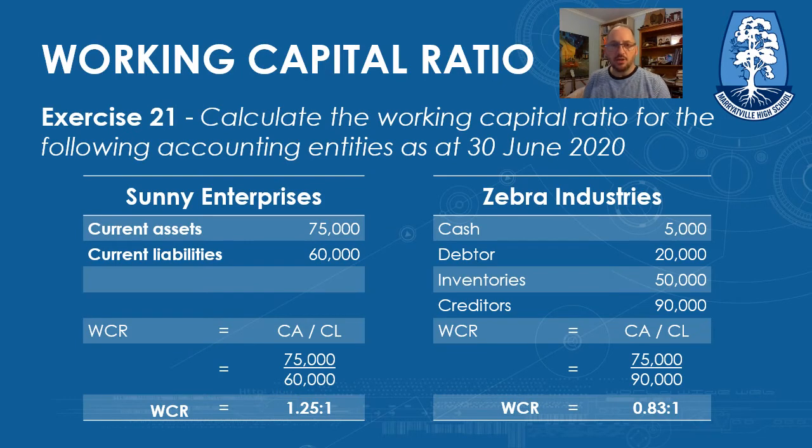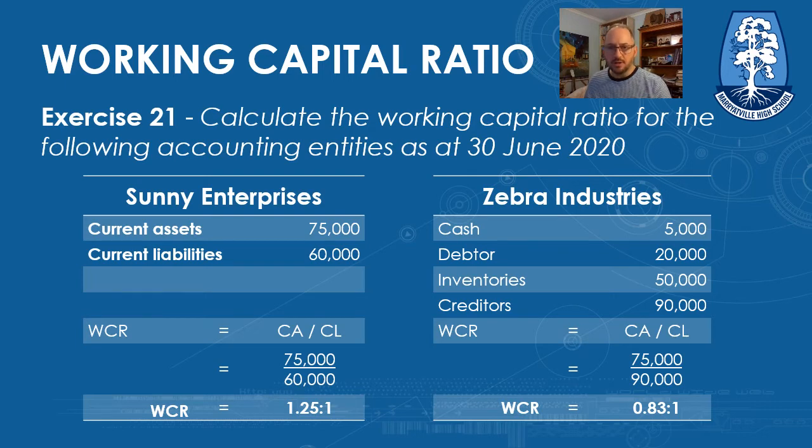So let's do a calculation here. Here's exercise 21. Here is Sunny Enterprises. Sunny has current assets of 75,000 and current liabilities of 60,000. The working capital ratio is current assets divided by current liabilities, which is 75,000 divided by 60,000, and this gives us a working capital ratio of 1.25 is to 1, which is okay, barely. It's at the margin, that's okay.